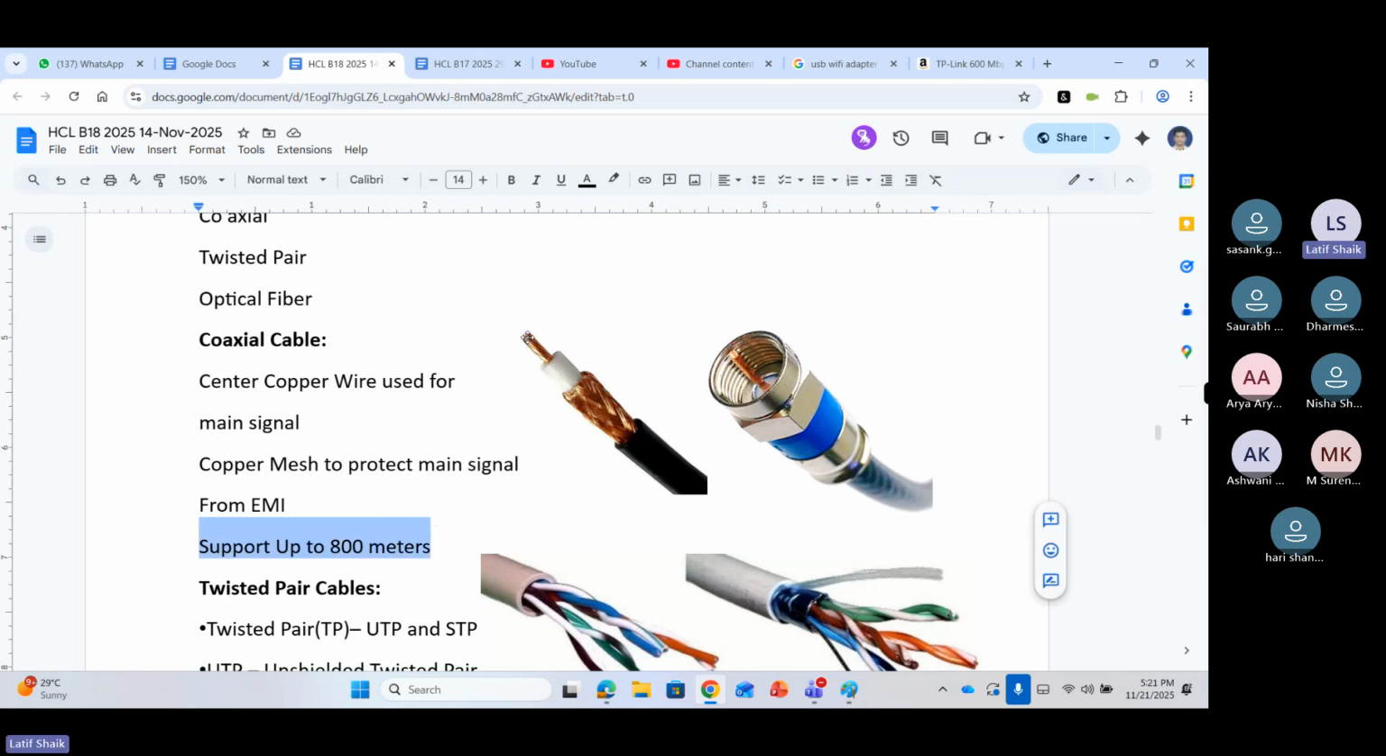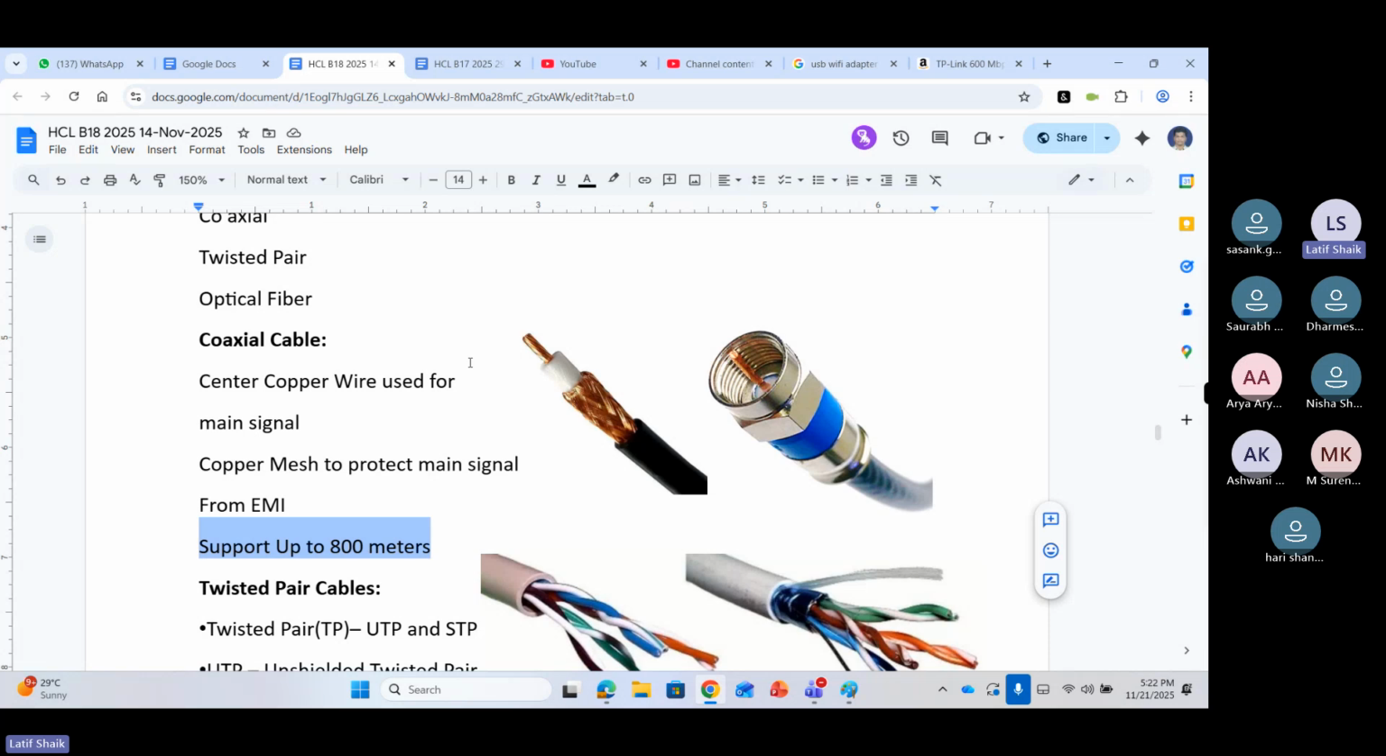In a coaxial cable, the center wire actually carries the main signal. This center wire has some plastic shielding, and on top of that, there is a copper mesh. On top of the copper mesh, there is a plastic cover, the final protection cover. What is the purpose of this copper mesh? To prevent electromagnetic interference.